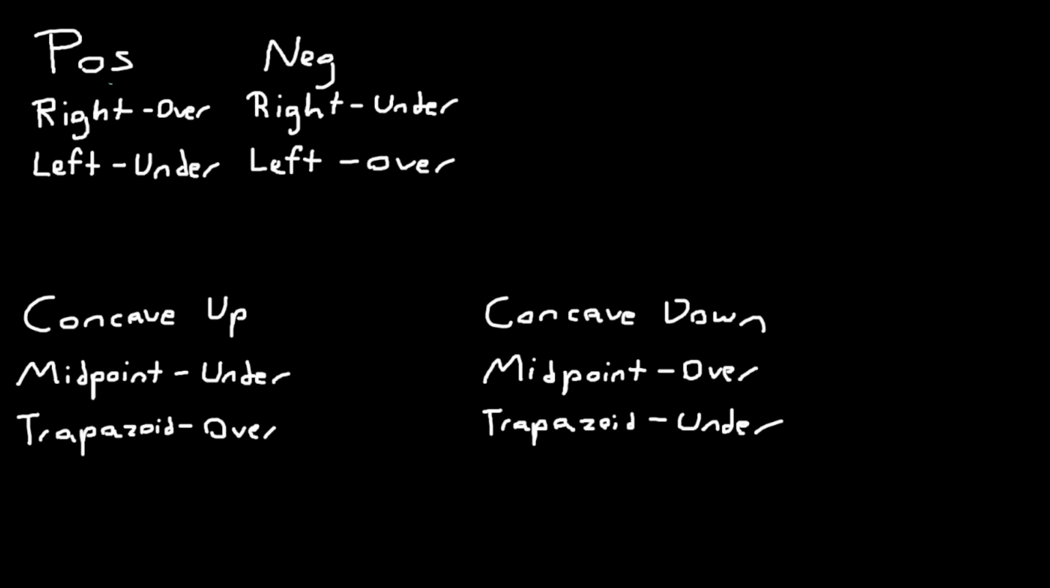Here are all your rules for overestimates and underestimates, depending on what the graph looks like and what type of Riemann sum it is. If the graph is increasing, the right Riemann sum will be an overestimate, and the left Riemann sum will be an underestimate. The opposite is true if the graph is decreasing: the right will be an underestimate, and the left will be an overestimate. For midpoint and trapezoidal Riemann sums, if it's concave up, or even just a section of it, the midpoint will be an underestimate and the trapezoid will be an overestimate. If it's concave down, the midpoint will be an overestimate, and the trapezoid will be an underestimate.